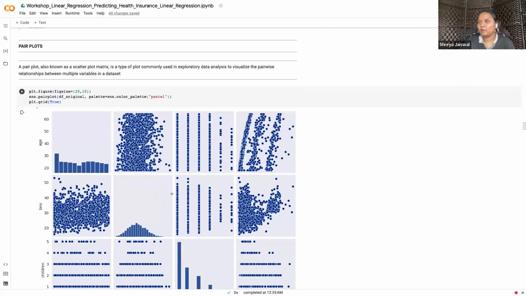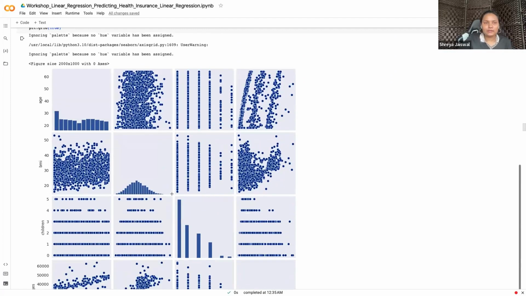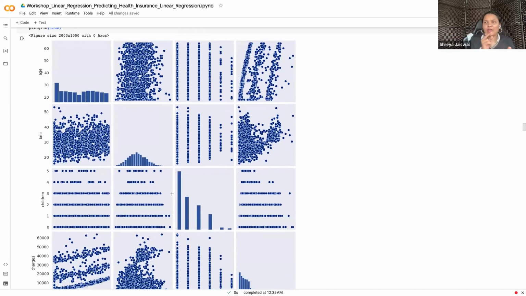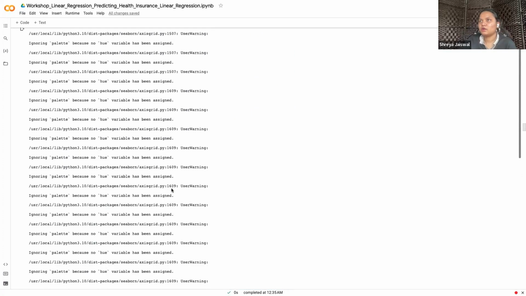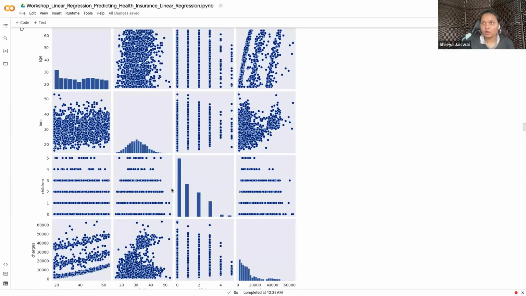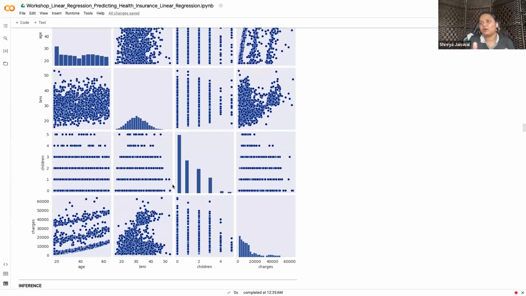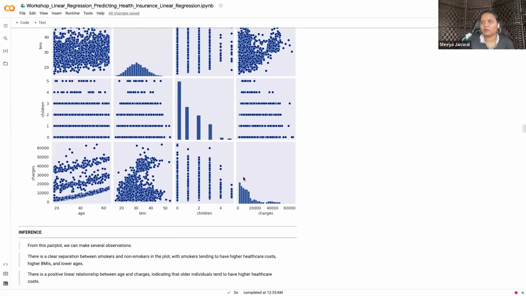Then coming to pair plots. Given a data set, a pair plot will give us the visualization or the relation between every column value with every other. So here we see that we have around 7 features, 7 columns, and we can see the relationship of every column with every other column. Our main area of focus is charges with the others. So this is what we'll be looking for.